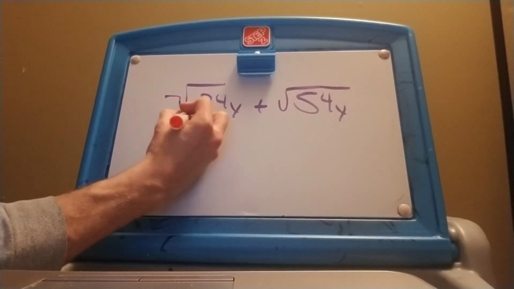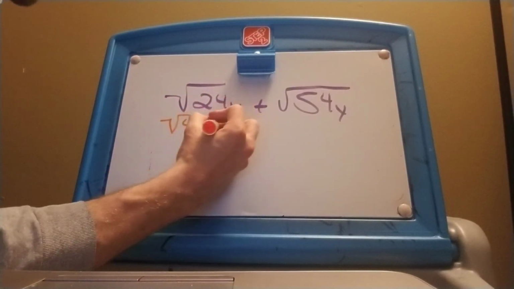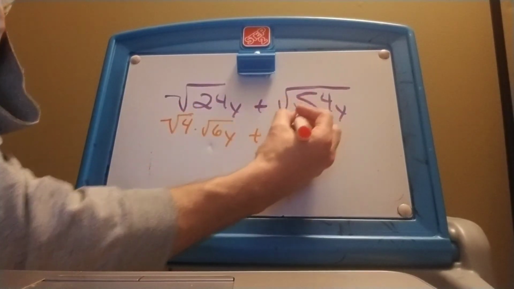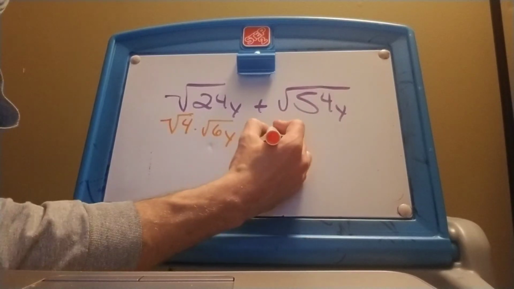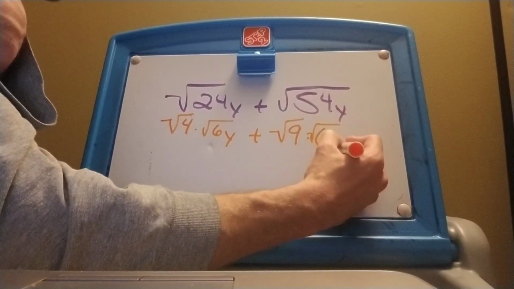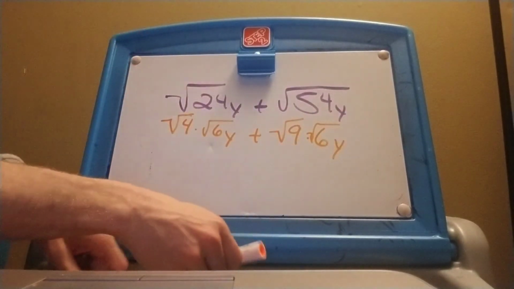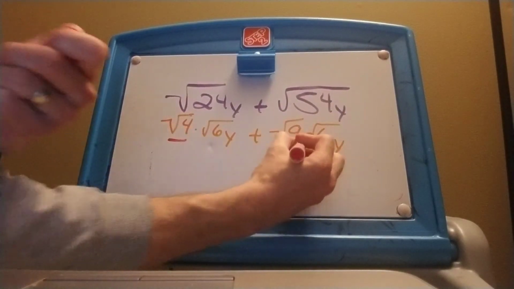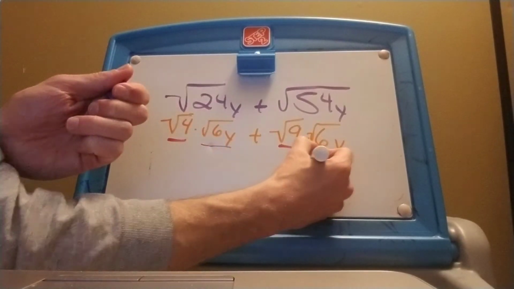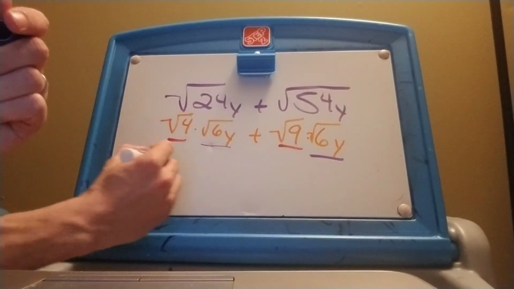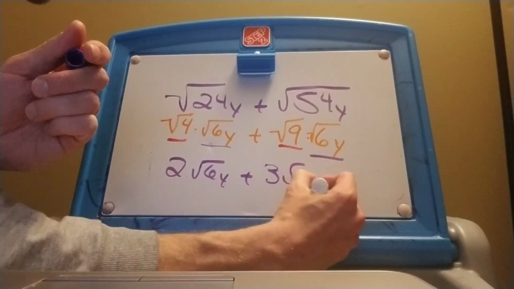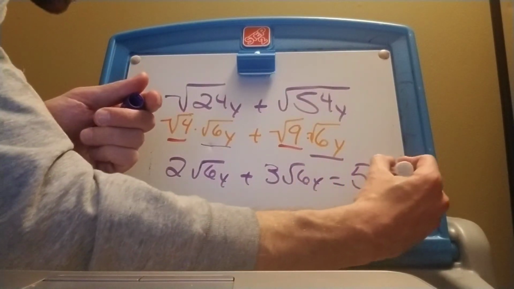So 4 goes into 24, and that's nice because it's a perfect square. I'll be left with 6y in the radical, so I have rad 4 and rad 6y. 54, 9 times 6 is 54, and that's convenient because that means I can break this up into rad 9 times rad 6y. So I now have 2 perfect squares, which is going to be really convenient. And the leftover radicals here are both the same thing, which means I'm going to be able to combine what I get. So I get 2 rad 6y plus 3 rad 6y for a final answer of 5 rad 6y.